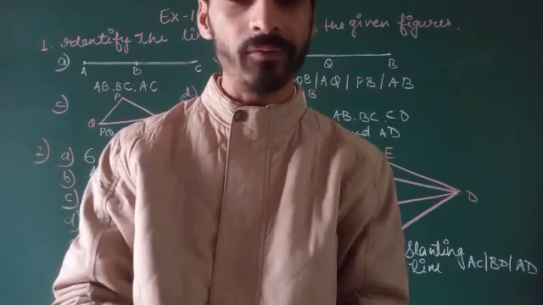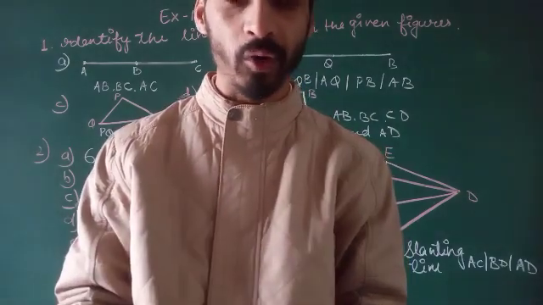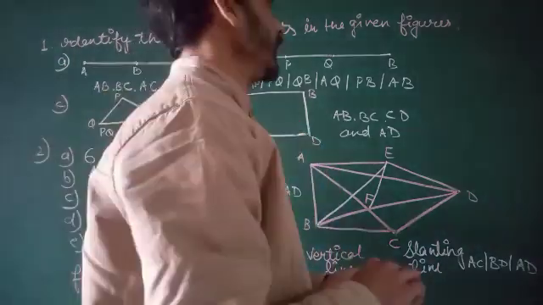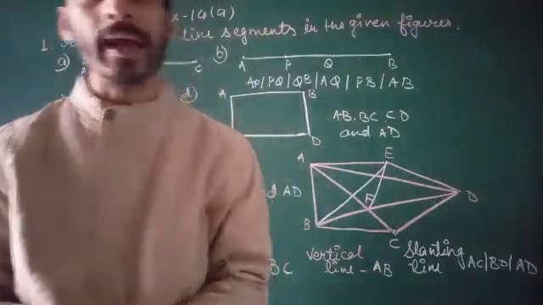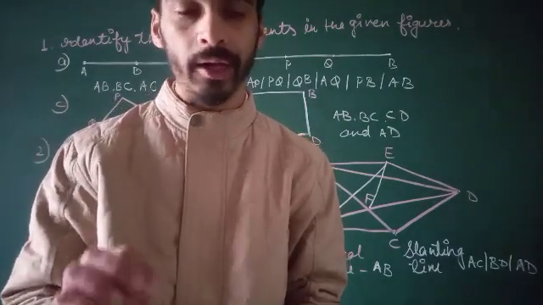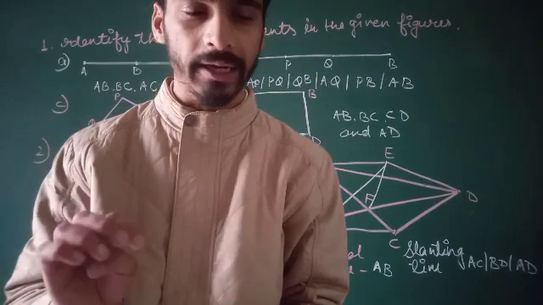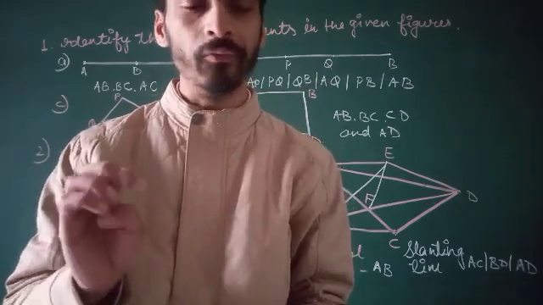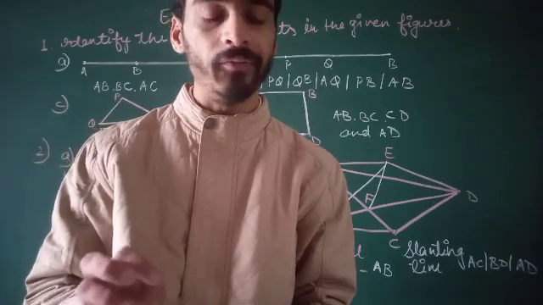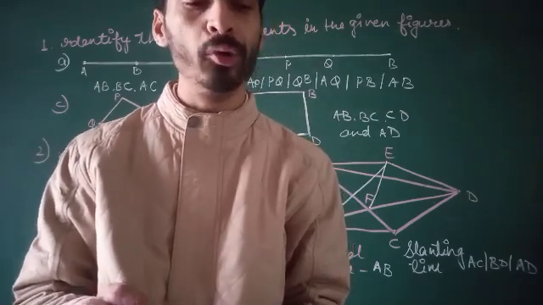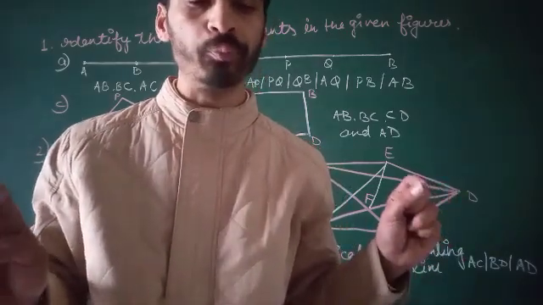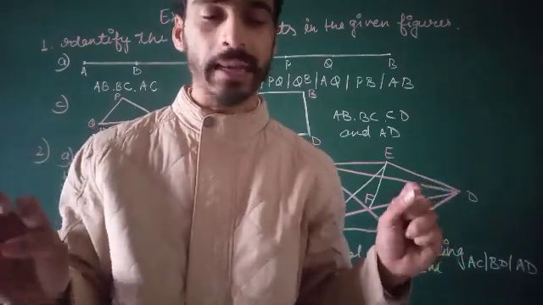That is, which figure has only one end point? So the correct answer will be ray. A ray has only one end point. After that, question number B, a dash extends infinitely on both sides. You know that a line extends infinitely on both sides. So the answer of B is line.